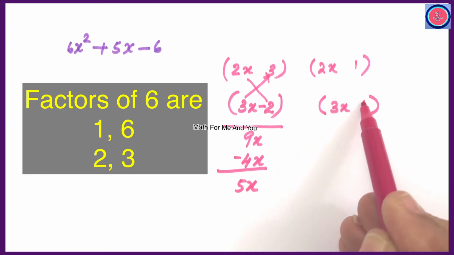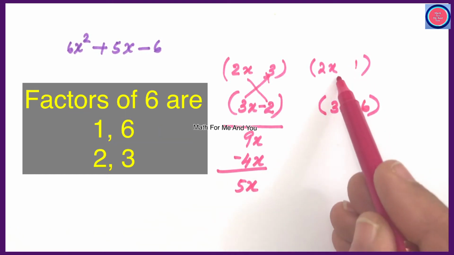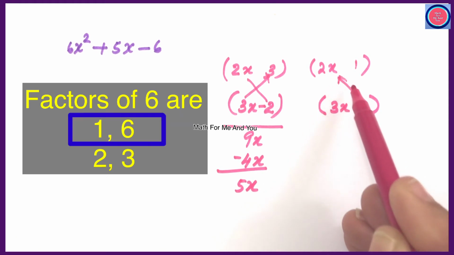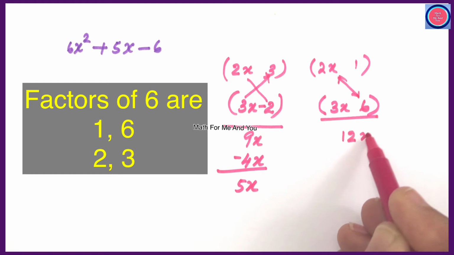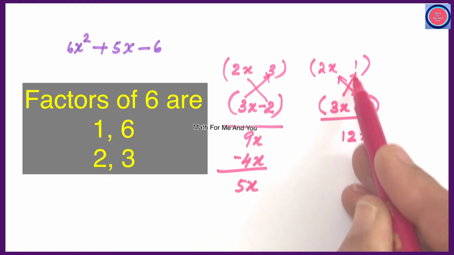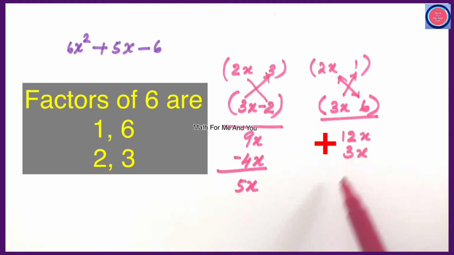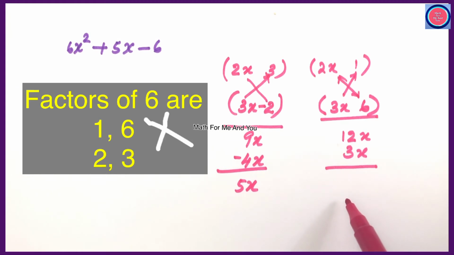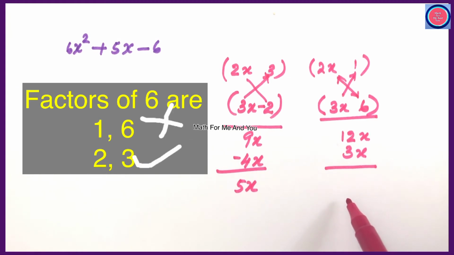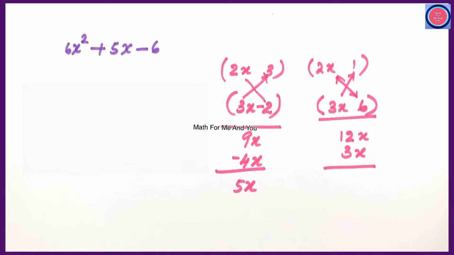Which numbers? The other pair, 1 and 6. Cross multiply and check how many x we get. When we cross multiply, we get 2x times 6, 12x, 3x times 1, 3x. If we do addition or subtraction, do we get 5x? No, we won't get. So that means 1 and 6 are not the correct numbers. So from the factors, the correct pair is 3 and 2.